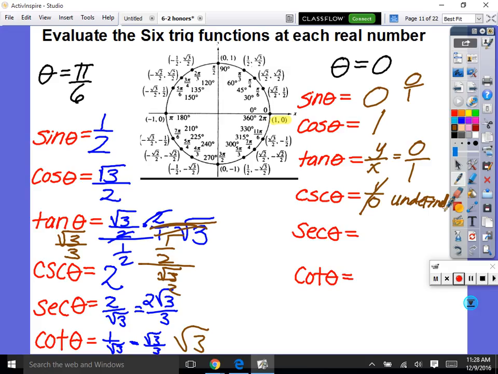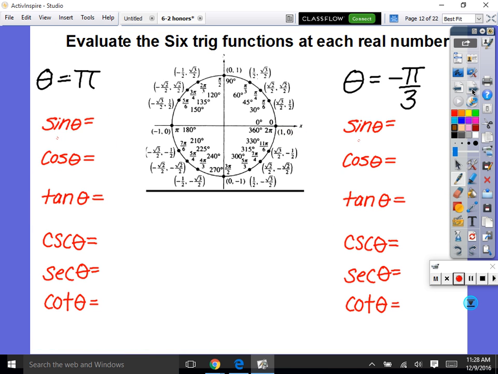Yep, and then secant would be 1, correct? 1 over 1? Isn't 1 the same thing as 1 over 1? So secant is just 1. Cotangent is, so our answer here was 0. So which was 0 over 1, so that'd be 1 over 0, which is also undefined. Can't divide by 0. Okay, questions, pretty easy. Okay, let's word it. Okay, you guys get it.